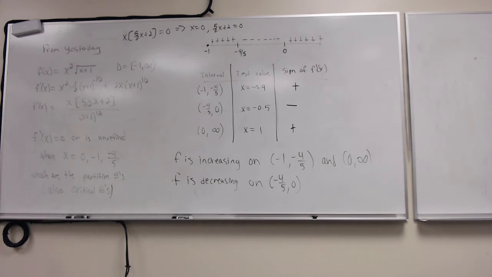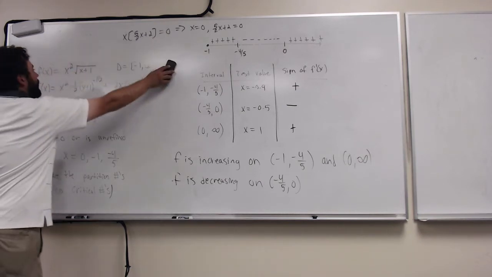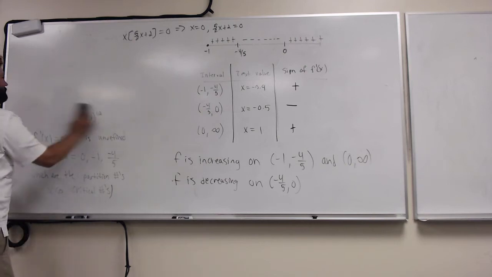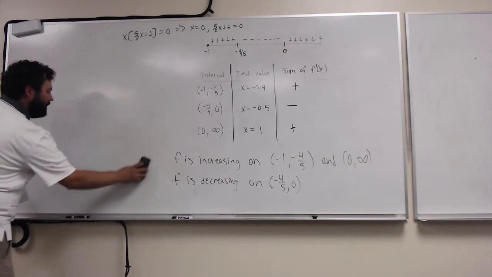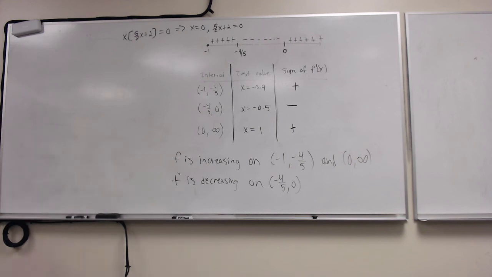So like I said, once I get technology working, we'll actually graph some of these things to verify our answers. Okay. So now what we're going to talk about is how to use this idea of critical numbers, finding intervals of increase and decrease to find what are called the local maximums and local minimums.